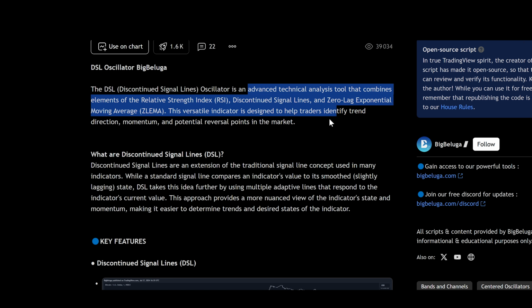In this video, we will combine the power of the RSI, discontinued signal lines, and also explore how to enter trades.